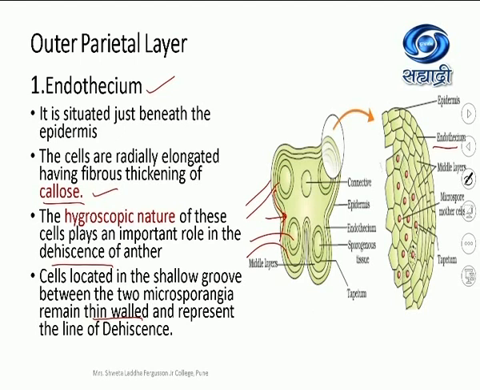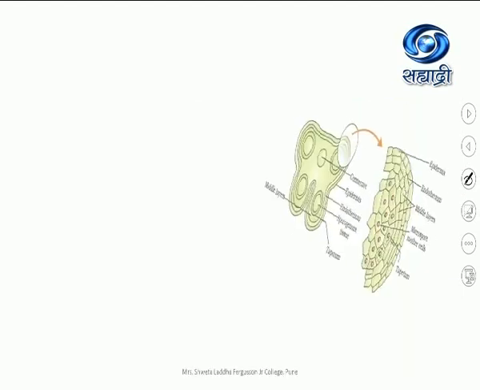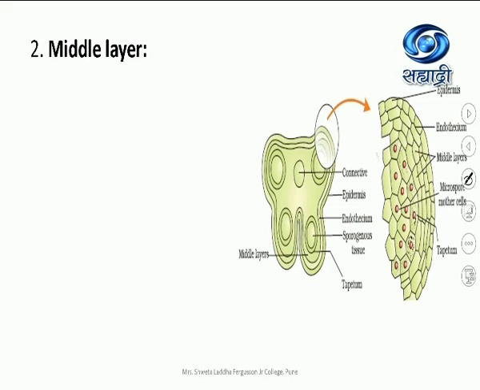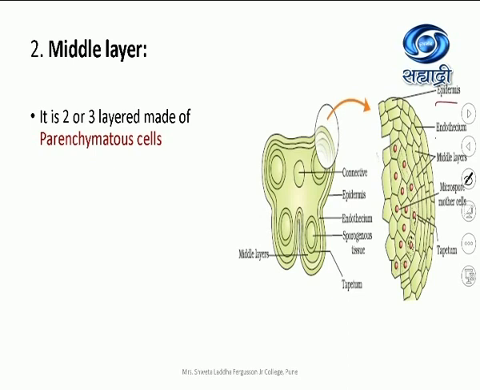So this is representing the line of dehiscence. Dehiscence, simple meaning breaking, rupturing. Now let us see the next layer. The next layer just below the endothecium is the middle layer. It is 2 to 3 layered. So epidermis is a single layer, endothecium is a single layer made up of callose thickening, helping in dehiscence.